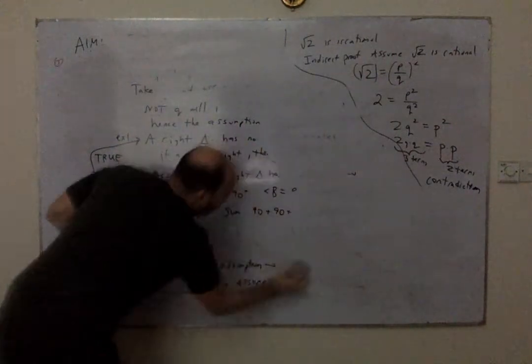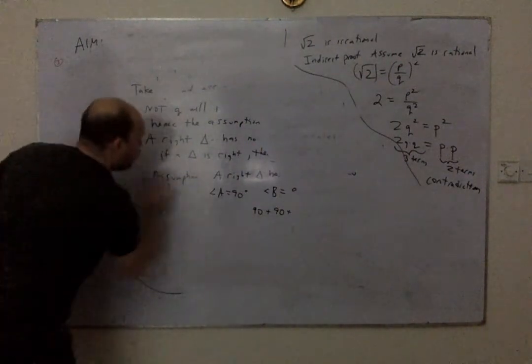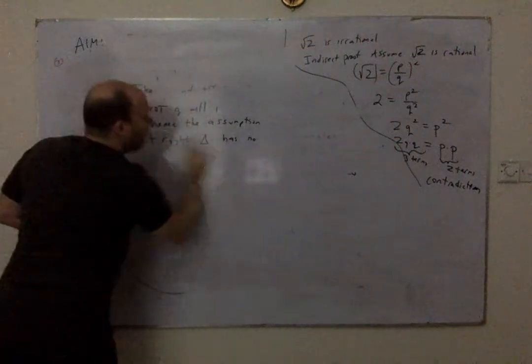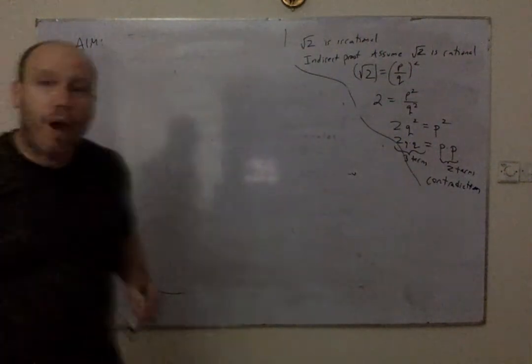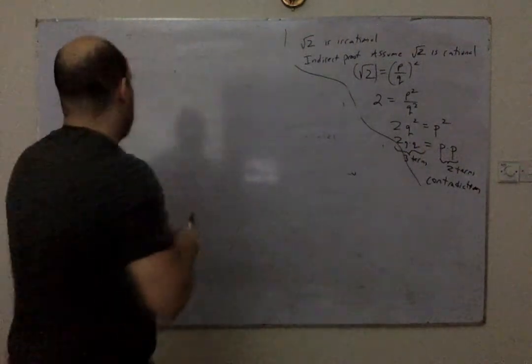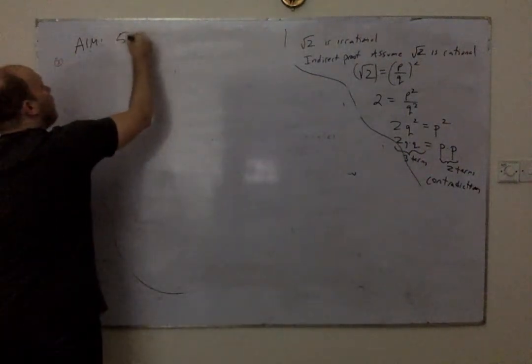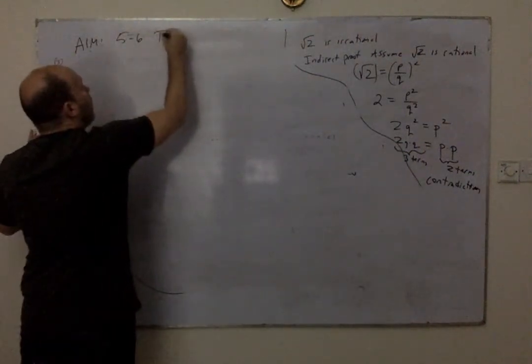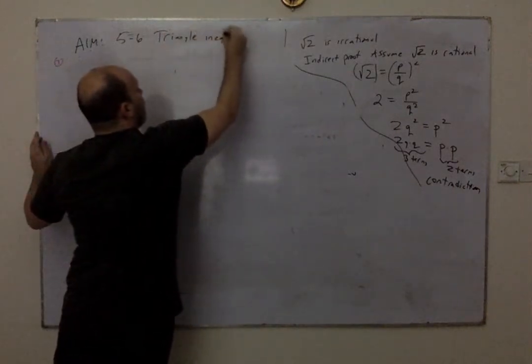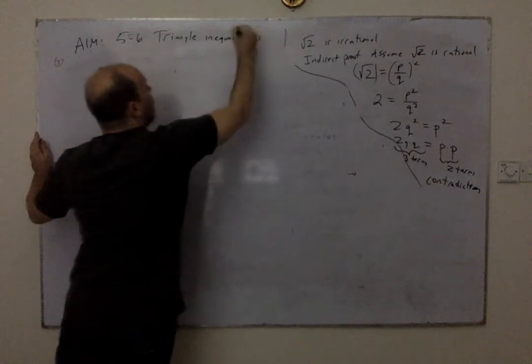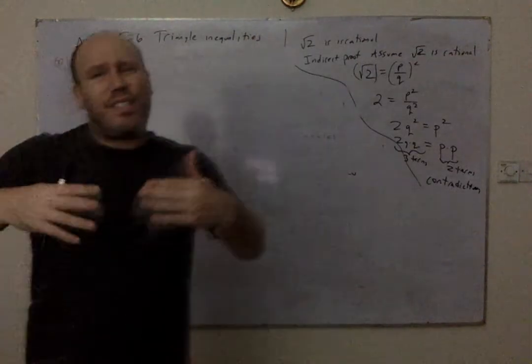Now the last unit is chapter 5-6, and it has to do with triangle inequalities. And this is really cool. Now the book develops these theories.